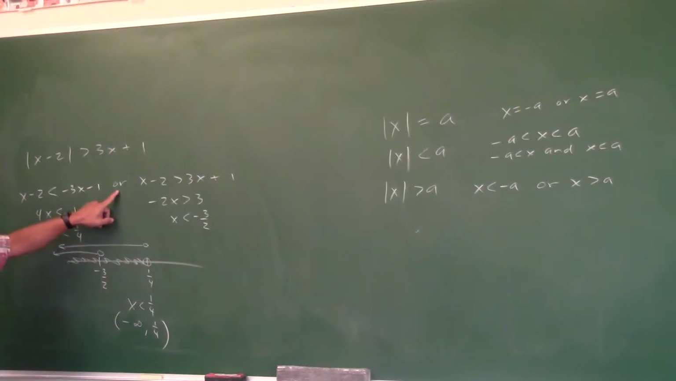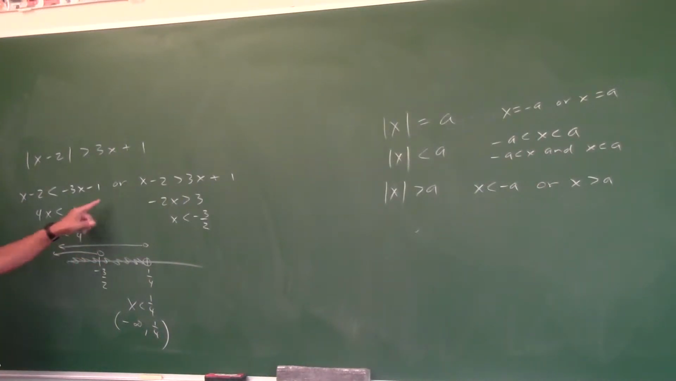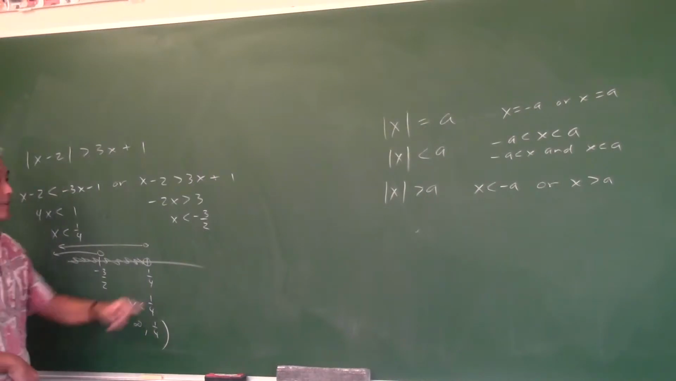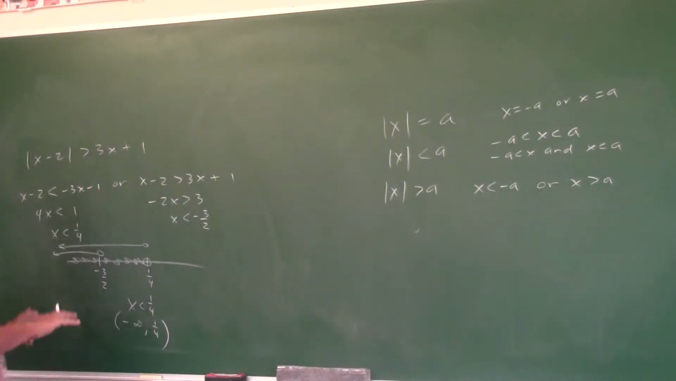If you had the word "and" in between there, then you would take the intersection. That means where they overlap. So if you had this and that, then the answer would be x is less than negative 3/2. But it's not "and", it's "or". If you had this case, then it would be "and". So you have to keep everything straight.